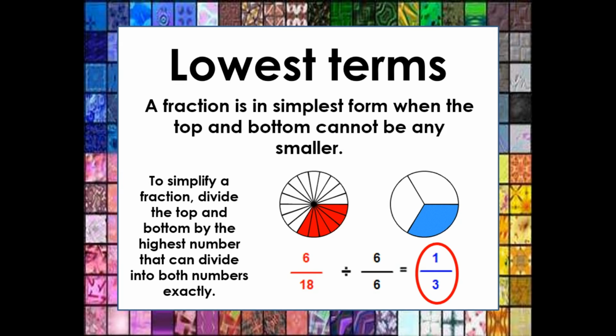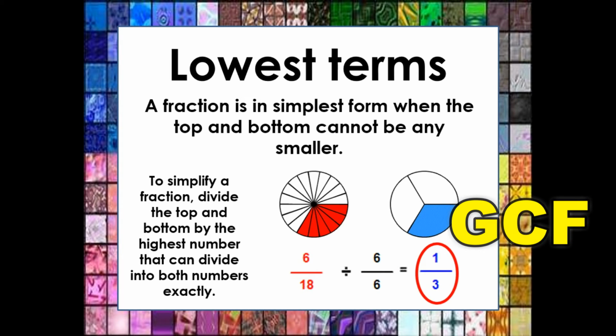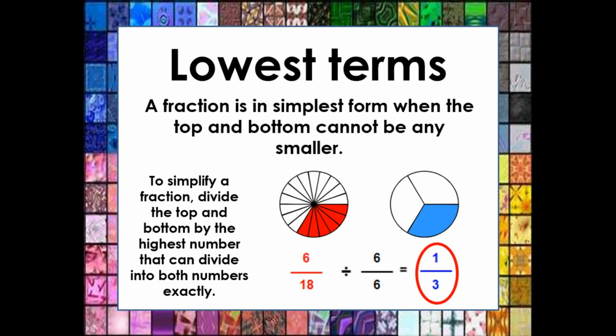So, anong gagawin natin para makuha ang lowest term? Napakadali lang mga ka-ML. Gagamitin lang natin ang GCF, greatest common factor. So we find the GCF of the numerator and denominator. Then we will use that GCF to divide the numerator and denominator, and then the answer is our new fraction that is in the lowest term. Okay, so to simplify a fraction, divide the top and the bottom by the highest number known as the GCF. That can divide into both numbers exactly.